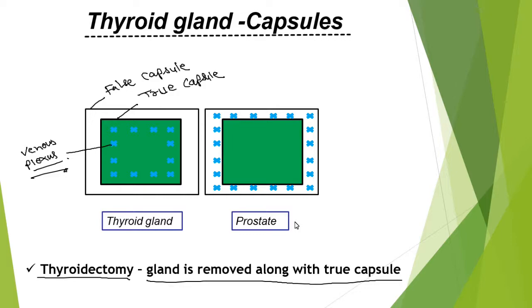In the case of the prostate gland, the venous plexus lies in between the true and false capsule, so we can leave the true capsule in the case of the prostate gland.